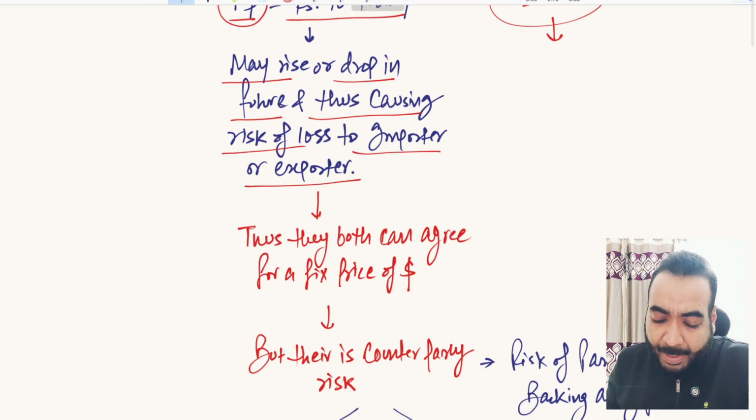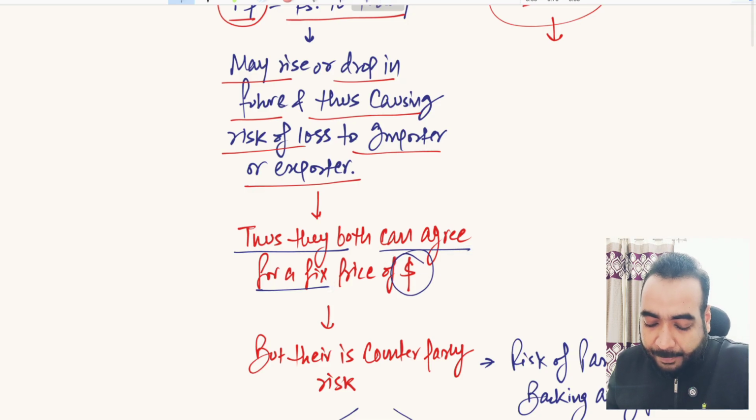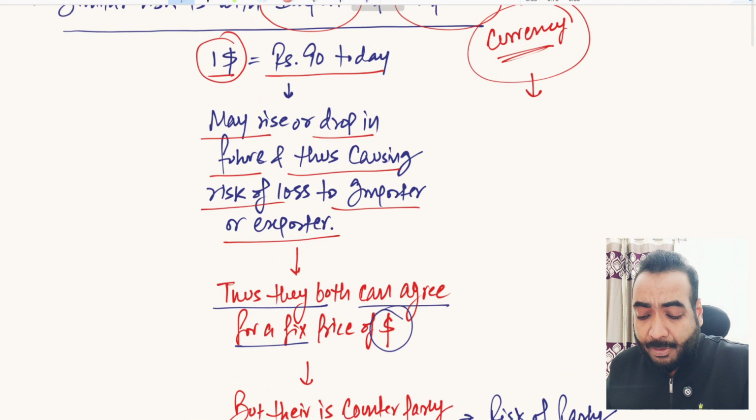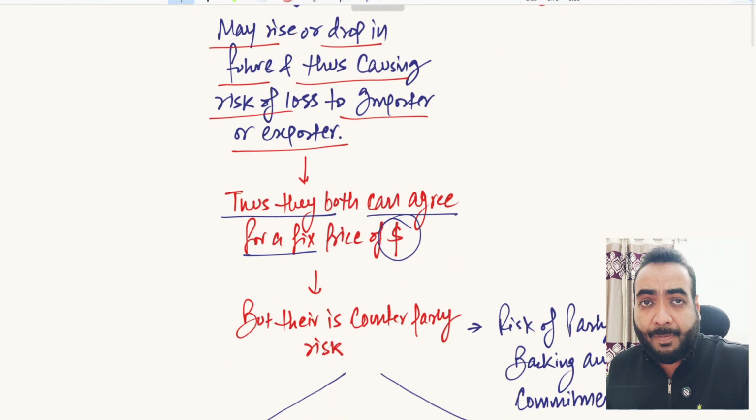Now what happens is they both come together, importer and exporter, join hands, and agree on a fixed price of the dollar. They agree a price of the dollar with each other, just like what the farmer and the factory did with each other. But there is one risk involved that I haven't discussed in the previous example with you.